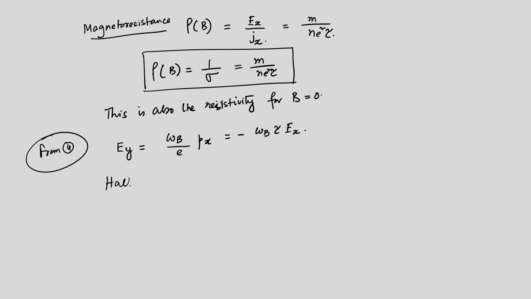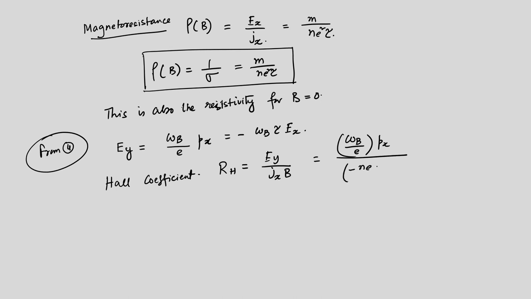So the Hall coefficient, which we have defined earlier, is defined as R_H. I am redefining it here. It is equal to E_Y divided by J_X times B, the magnetic field. And this is nothing but omega_B over e times P_X, divided by minus n e P_X divided by m, times B. If you simplify this, you have omega_B, P_X, m with a minus sign, and n e squared. The P_X will cancel, and it's n e squared and B. Okay, so that's the Hall coefficient.